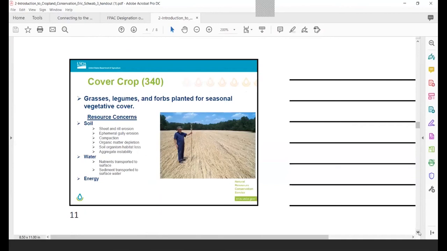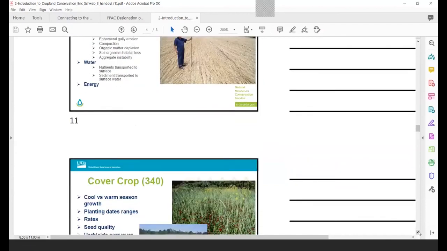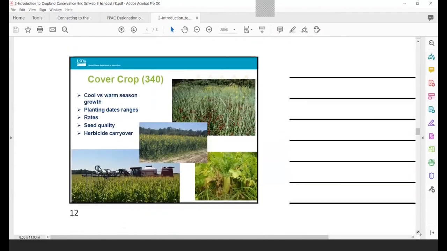If somebody wants to, now that I can see the chat, tell me how cover crops reduce energy as I go on to the next slide. Let me know. You can go on to the next slide, and we'll talk a little bit more about cover crops. Cover crops are pretty exciting things to plan in some ways. There's a lot of things to consider.